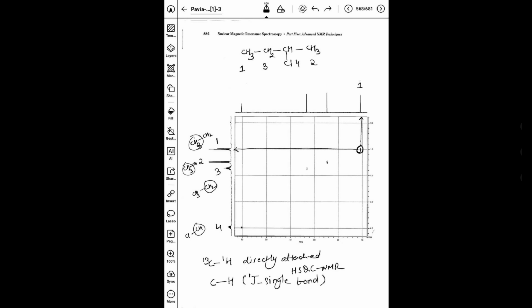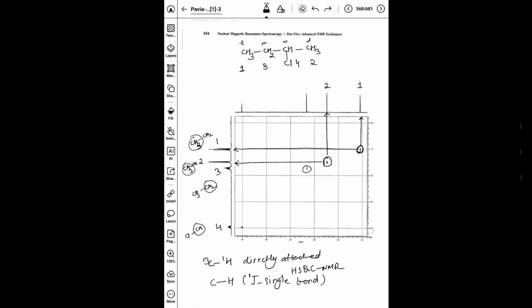Now there is a second dot. Again, you can see this vertical line is connecting to this carbon, and horizontal line is connecting to this proton. So this is showing that this is the CH3, the second methyl. This is the second carbon, because you can see that it is connecting to the doublet. This is doublet, this is the triplet, and this was the multiplet and multiplet.